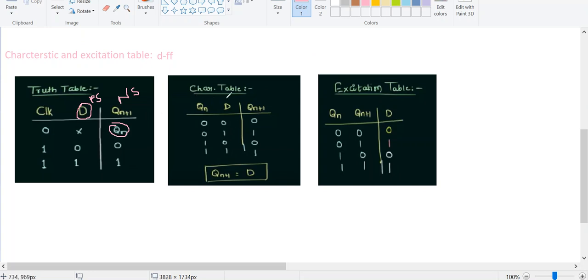For the characteristic table my inputs are Qn. In order to get this next state I am dealing with Qn as well as two inputs. My two inputs are 0 and 1, and these 0 and 1 are dealing with the D. Therefore I can have my inputs Qn and D. These are the two inputs. Whenever I am having two input variables, my number of possibilities are 4: 00, 01, 10, 11. So now I would like to explain the characteristic table.